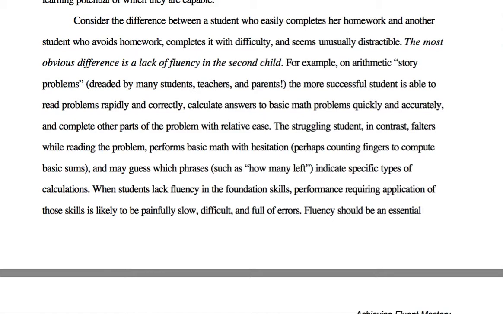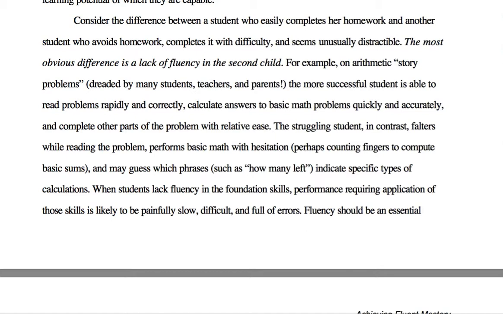For example, on arithmetic story problems dreaded by many students, teachers, and parents, the more successful student is able to read problems rapidly and correctly, calculate answers to basic math problems quickly and accurately, and complete other parts of the problem with relative ease. The struggling student, in contrast, falters while reading a problem, performs basic math with hesitation, perhaps counting fingers to compute basic sums, and may guess which phrases, such as "how many left," indicate specific types of calculations.